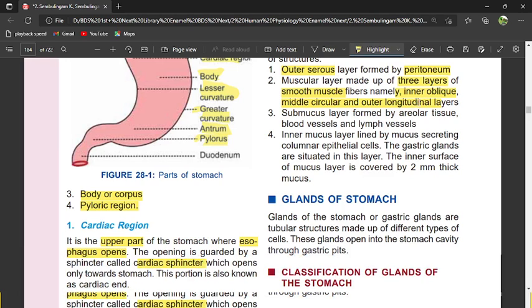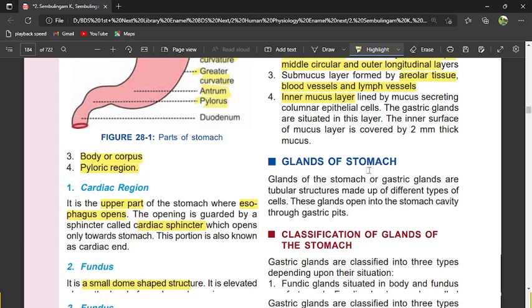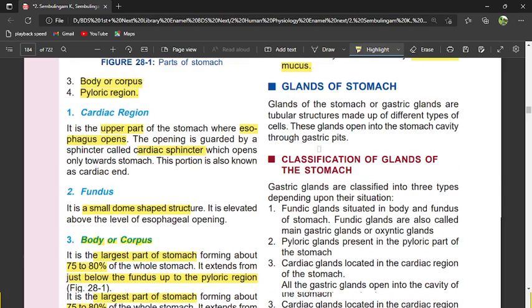Then the submucous layer is formed by areolar tissue, blood vessels and lymph vessels, which you also learned before. Then you have the inner mucous membrane layer, which has mucus-secreting columnar epithelium. The gastric glands are situated in this layer. The inner surface of this mucous layer is covered by 2 mm thick mucus. If you want to revise this video, keep it at 2x speed so that you save time in your learning.